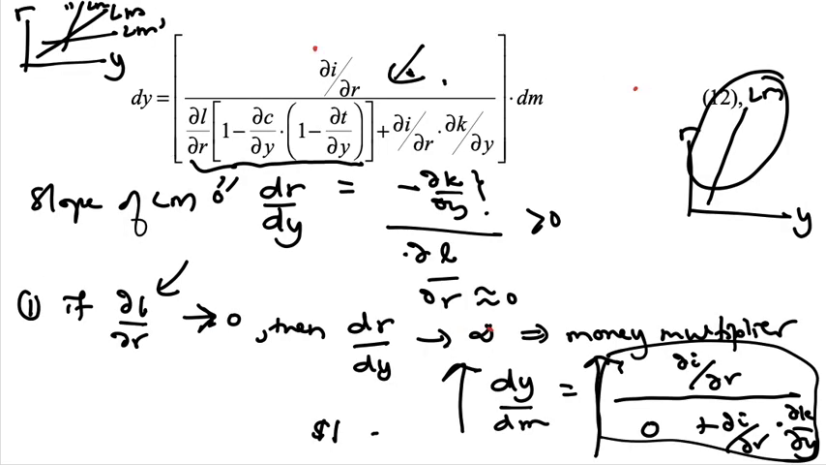Now, what about if we have flatter LM? In other words, the interest elasticity of money demand is very elastic. Okay, the one that we have initially here, the story here, we have inelastic money demand. That's why delta L over delta R approaches 0.